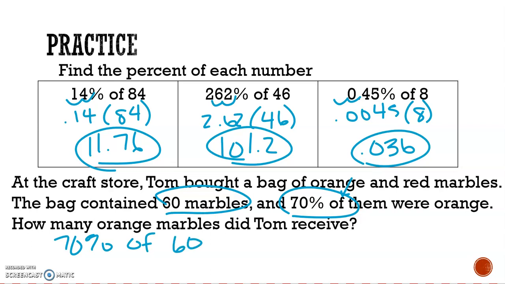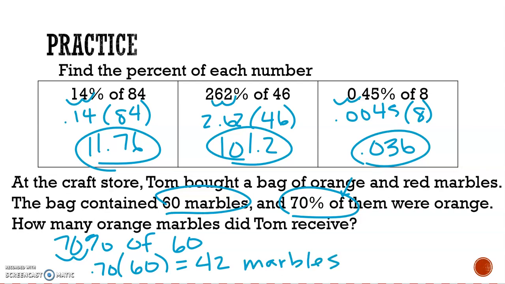So there's my problem. It looks exactly like the 3 on top. So I'm going to change it, move it 2 spots. So that's 0.70 times 60. And when I multiply those together, that gives me 42 marbles. Okay, if you label this orange marbles, that's fine. We'll know that you meant orange because it says how many orange marbles are there.